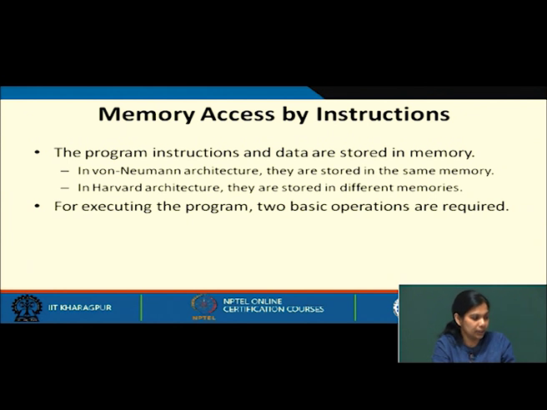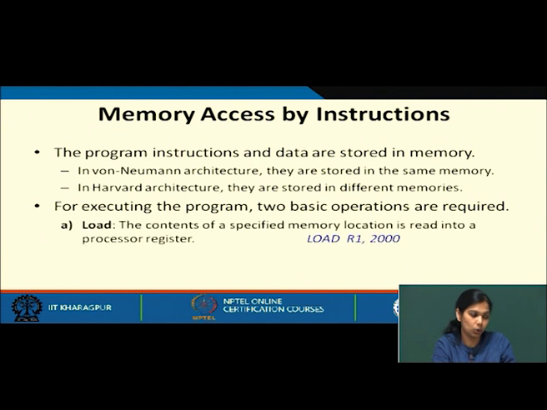So, for executing the program, two basic operations are required. What are the two basic operations? We need to know this. Load the content of specified memory location. So, load R1, 2000, what does it mean? Load the content from memory location 2000 into R1, into this processor register R1.